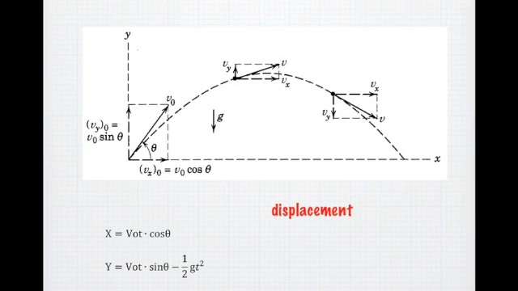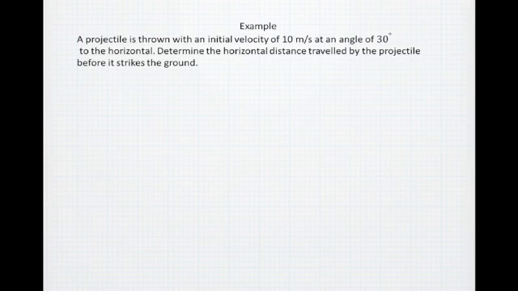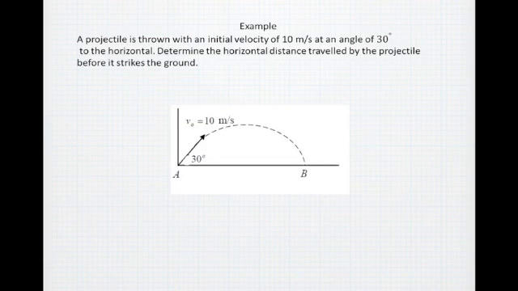So here is an example. A projectile is thrown with an initial velocity of 10 meters per second and an angle of 30 degrees to the horizontal. Determine the horizontal distance traveled by the projectile before it strikes the ground. And here is a picture of the projectile motion.